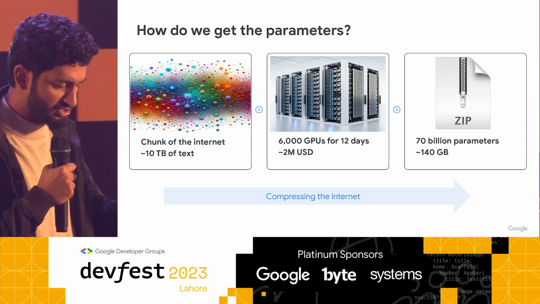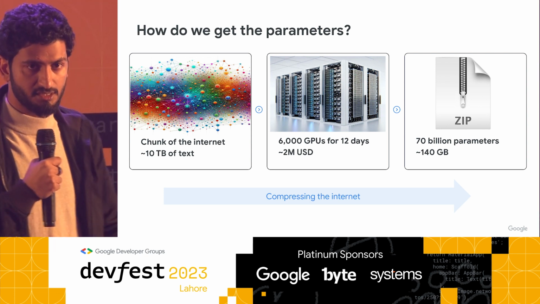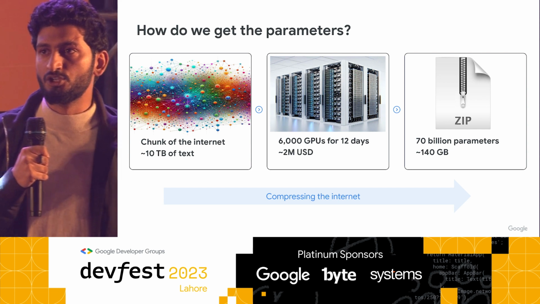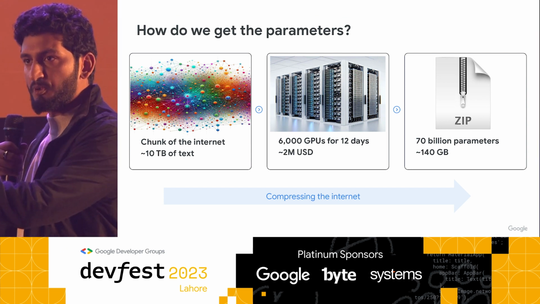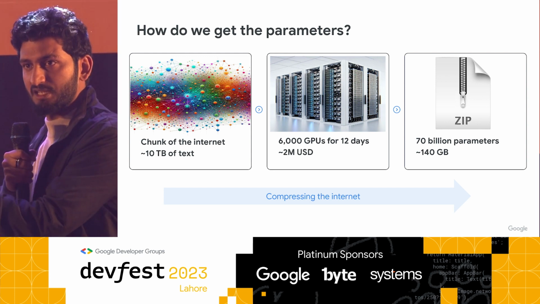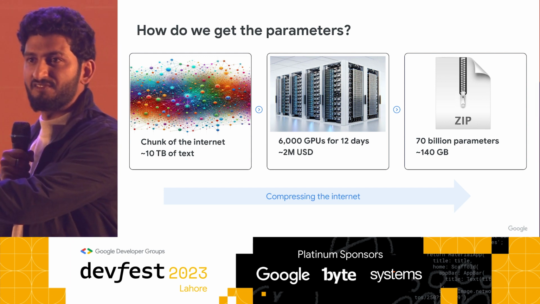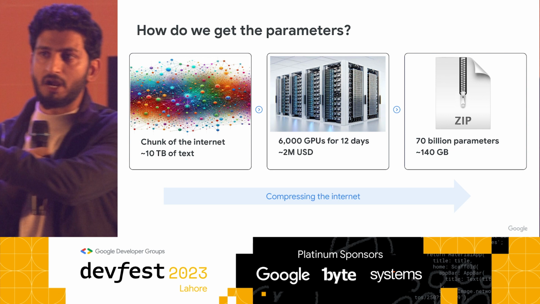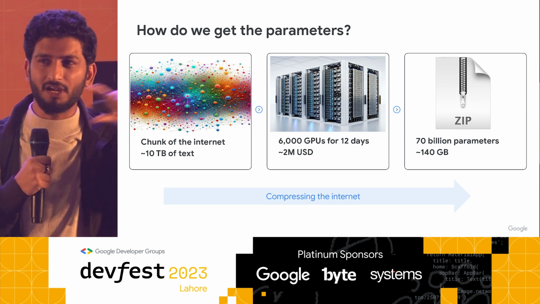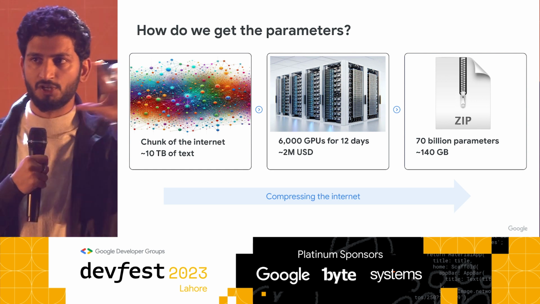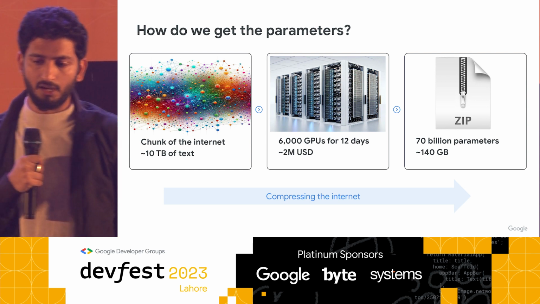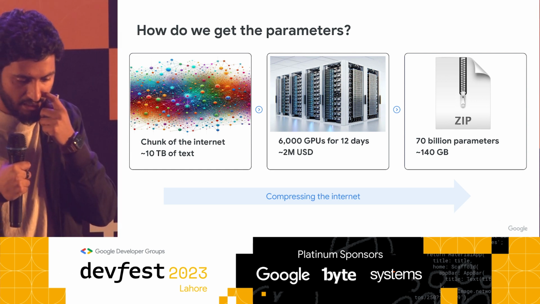You take a chunk of the internet, which is around 10 terabytes in this case, and you go through a process to get those parameters that I talked about in the last slide. Those 70 billion parameters, you want to get from that text, right? So it's like you're compressing the internet. You're compressing the information from pure text form to a series of numbers. It's a type of compression.